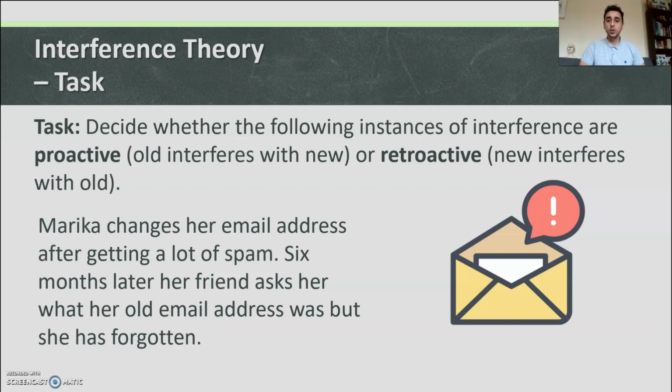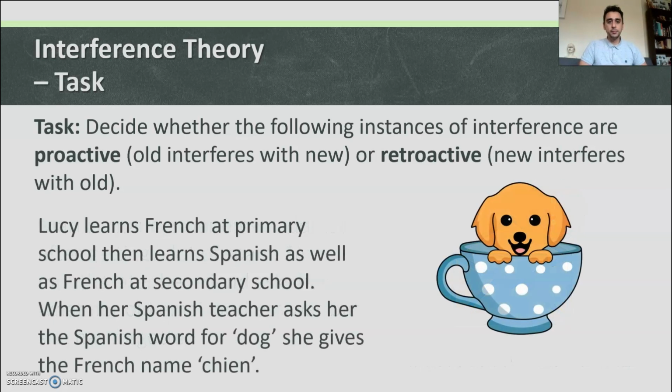So, can you decide whether the following instances of interference are proactive, old interfering with new, or retroactive, new interfering with old? Marika changes her email address after getting a lot of spam. 6 months later, her friends ask her what her old email address was, but she has forgotten. Proactive or retroactive? What do you reckon? Say it out loud. That is retroactive.